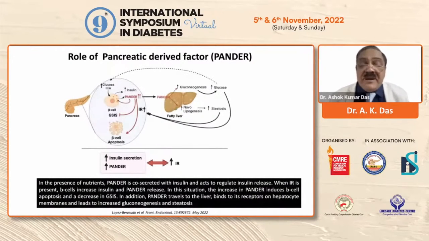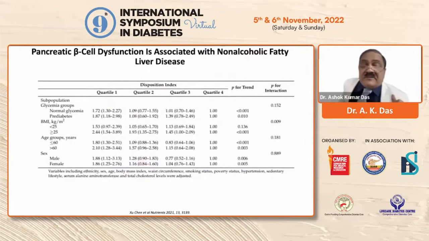Now, there is a factor called PANDER. PANDER stands for pancreatic derived factor. In the presence of nutrients, PANDER is co-secreted with insulin and acts to regulate insulin release. When IR is present, beta cells increase insulin and PANDER release. In this situation, the increase in PANDER induces beta cell apoptosis and a decrease in GSIS, giving rise to type 2 diabetes mellitus.